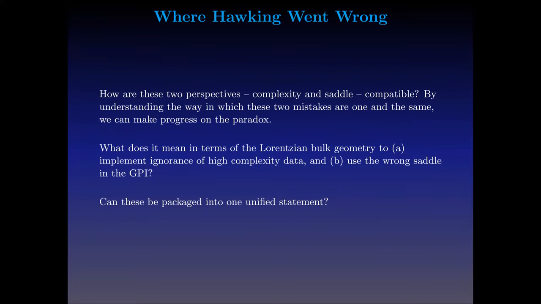So we have two perspectives on what could be missing, but what could it be that the quantum extremal surface formula knows and Hawking's calculation doesn't? Is it complexity or the wrong saddle? And how are they compatible? By understanding the way in which these two mistakes could be one and the same, we can make progress on understanding the paradox better. So what does it mean in terms of the Lorentzian bulk geometry to implement ignorance of high complexity data and to use the wrong saddle in the gravitational path integral? And of course, the second one we already know: that means using the non-minimal quantum extremal surface. But what about the first one? And how can we package these two into one unified statement?